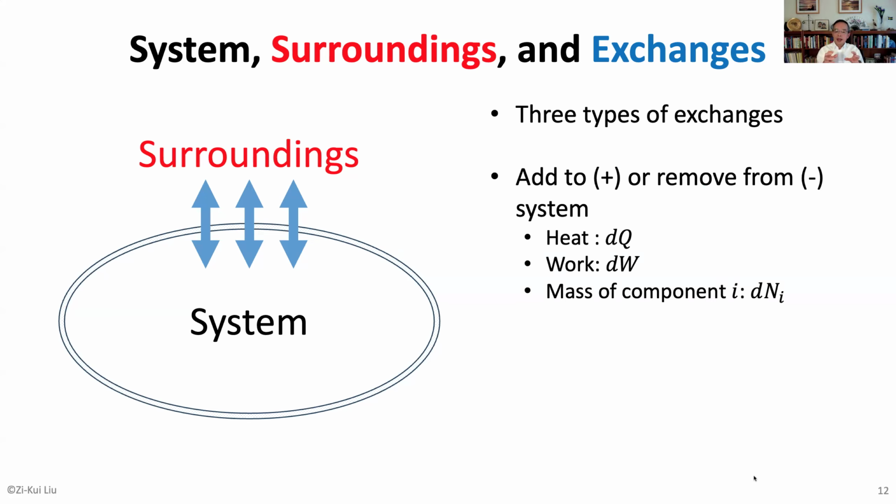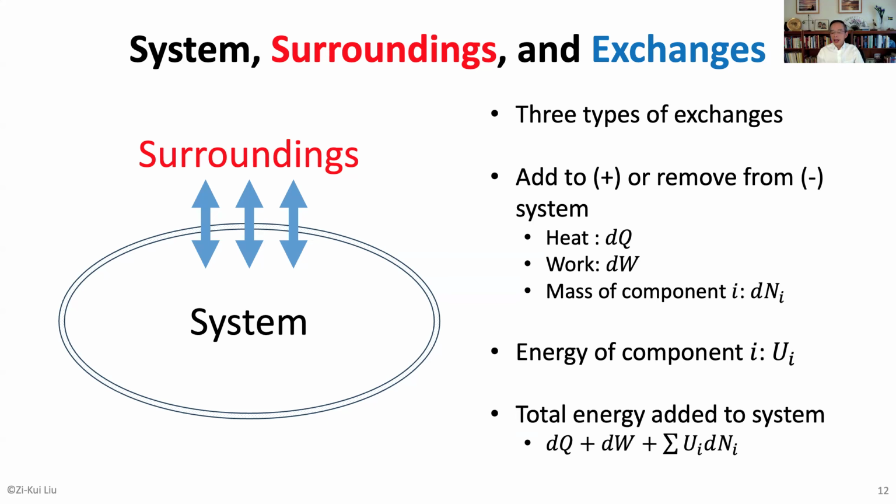Notice that if something is added to the system, it is positive, and if it is removed from the system, it is negative. So we want to find a quantity for the energy of a component. Ui is the energy of a component i. So the total energy added to the system will be dq plus dw plus the summation of Ui dni. Ui here is per ni, so it's a unit energy.